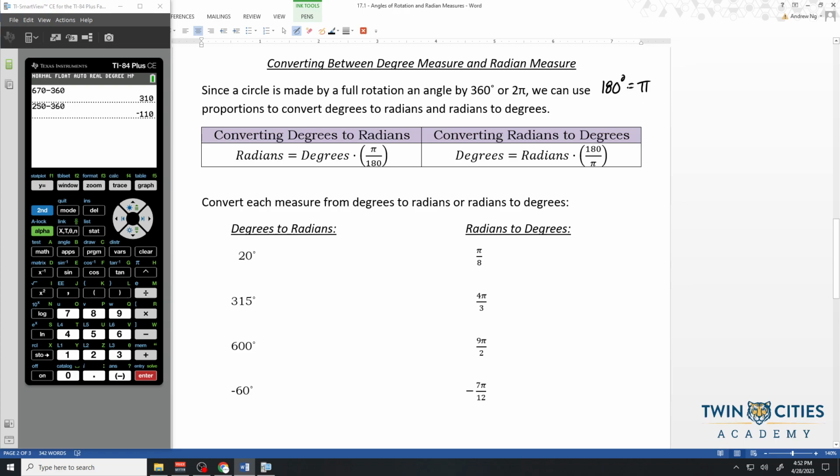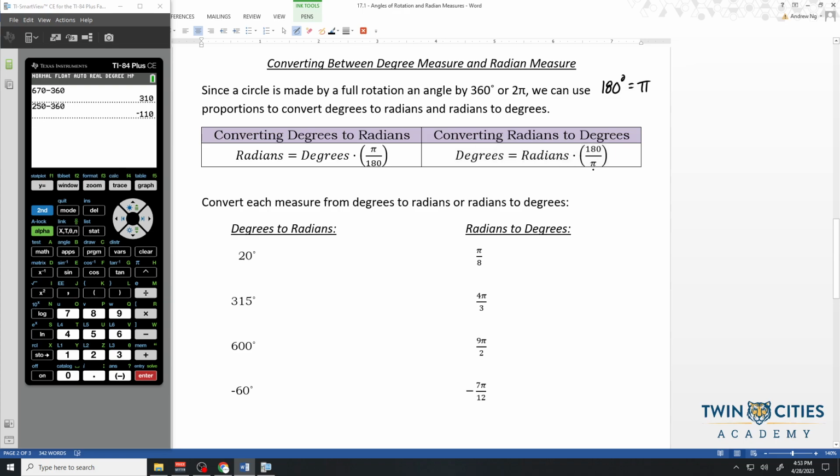We're going to use this fact, 180 degrees is equal to pi, to help convert from degrees to radians and radians to degrees. If I'm converting from degrees to radians, I'll multiply whatever degree measurement I have by pi over 180. And if I'm trying to go from radians to degrees, I'll take whatever radians I have and multiply that by 180 over pi. So they just flip-flop. Pi over 180, 180 over pi.